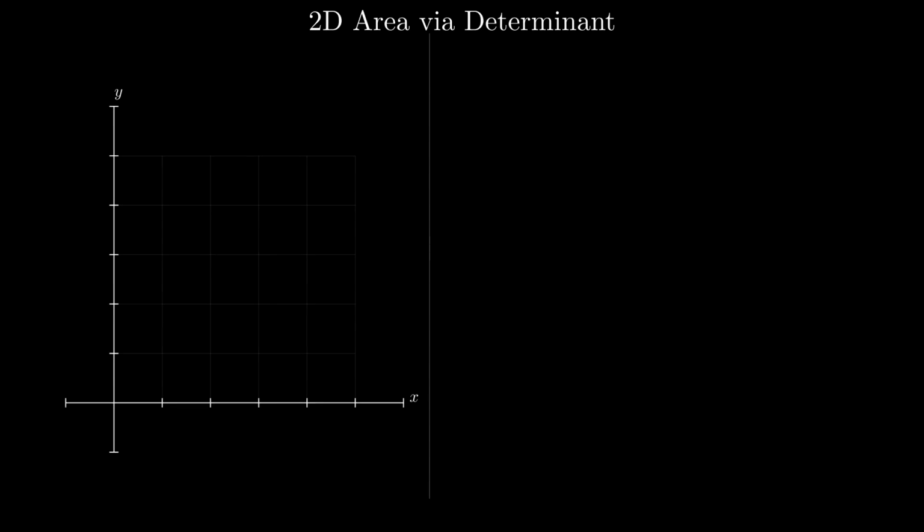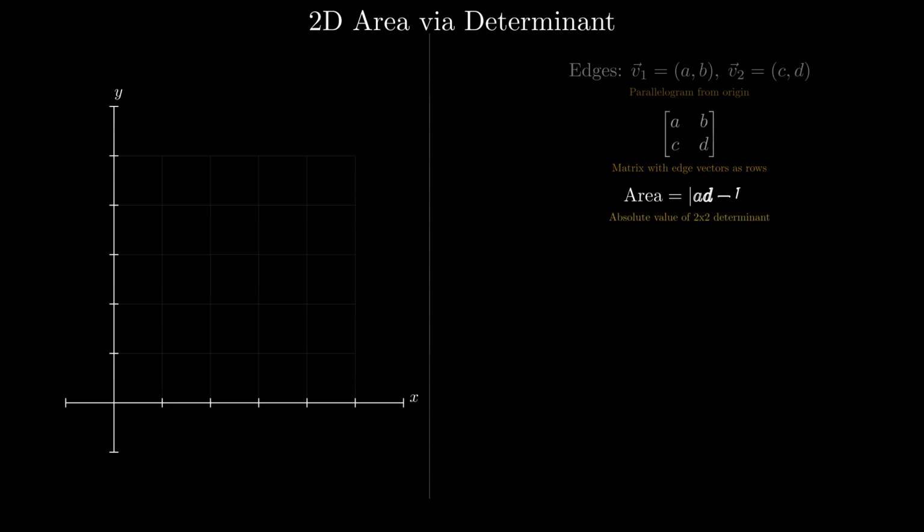Now that we know the determinant equals volume, let's cash in on that insight. Back to 2 dimensions. Consider a parallelogram with one vertex at the origin and edges along 2 vectors, (a, b) and (c, d). We form a matrix with first row a, b, and second row c, d. The area of the parallelogram equals the absolute value of a times d minus b times c.